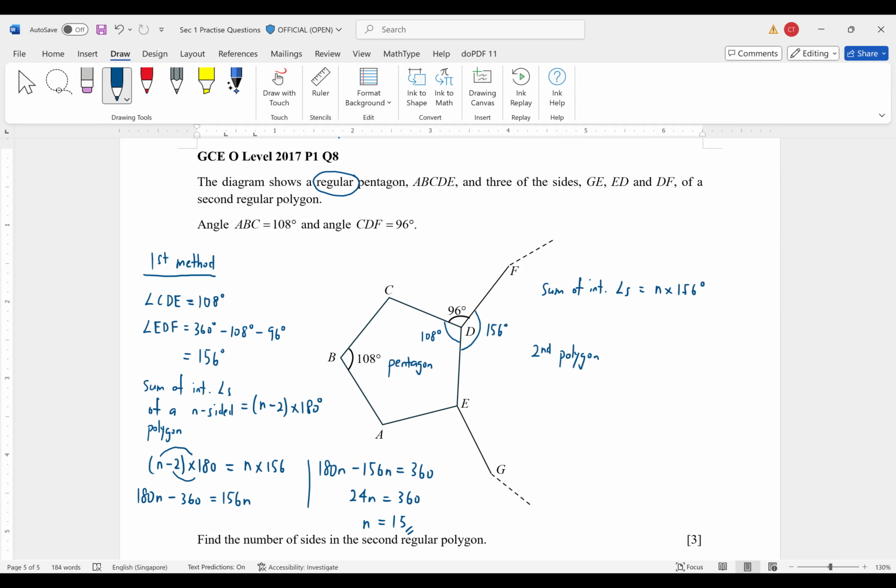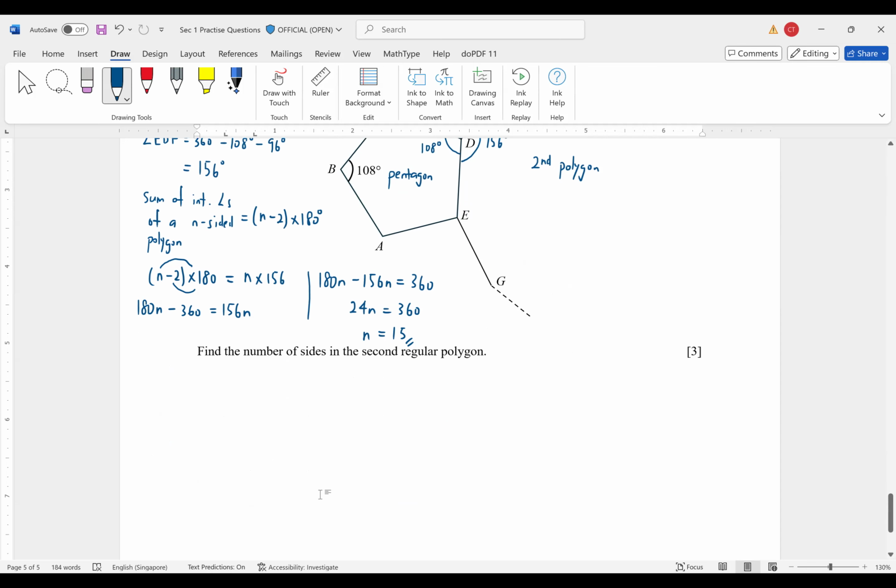Alright, so you can see that using this method, using the sum of interior angles of an n-sided polygon formula, right, the working can be a little bit long. Okay, so now I'm going to show you a second method, that is using the exterior angle. If you recall, what is the sum of the exterior angles of an n-sided polygon? No matter how many sides the polygon has, the sum of exterior angles of a polygon will always be 360.